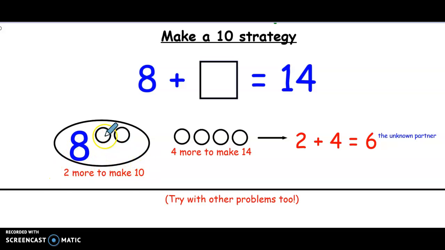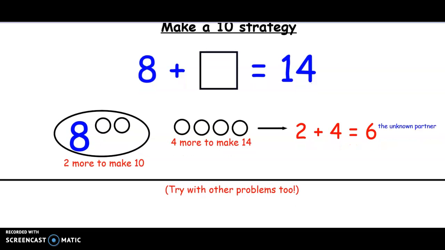2 more to make 10, so 8 and 2 more is 10, and 4 more to make 14. Then we look and see these two plus these 4 equals 6. Oh, 6 is our unknown partner. Okay, so this is the make a 10 strategy.